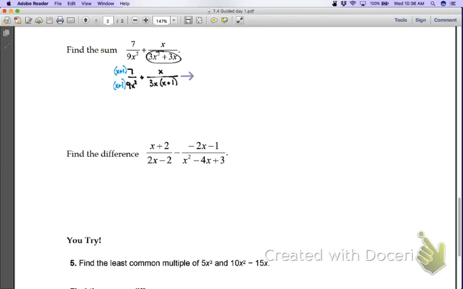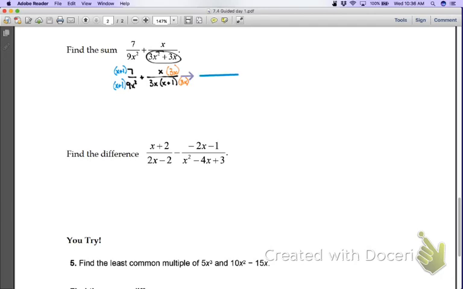What is the second one missing that the first one has? Well, I have an x, 3x, right? Because what's 3 times 3? 9. What's x times x? X squared. So then the second one is going to get a 3x and a 3x.